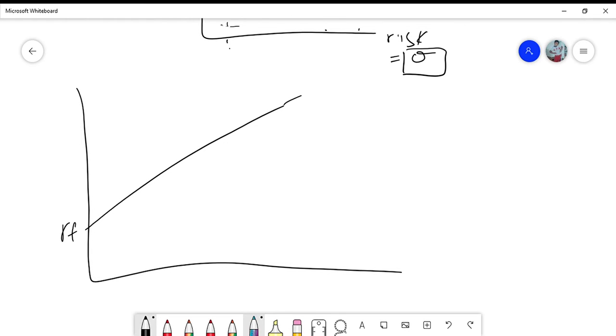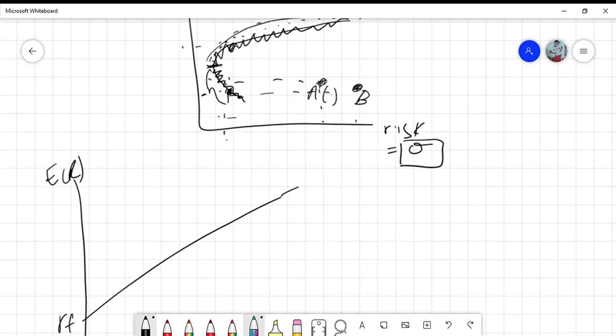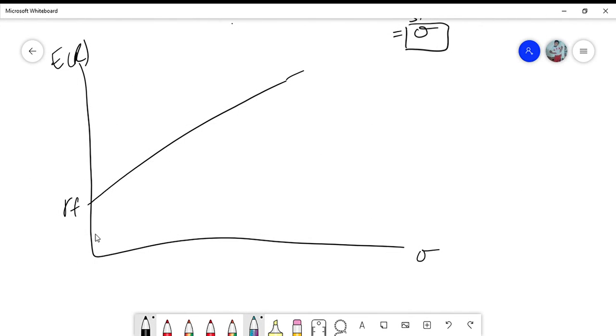Next, we have that first line, where this is the risk-free rate and this is some kind of line. Here's expected return. I'm talking way too much, it's going to take too long. Let's say our line looks like this. Oh, I'm going to have to talk about the Sharpe ratio.